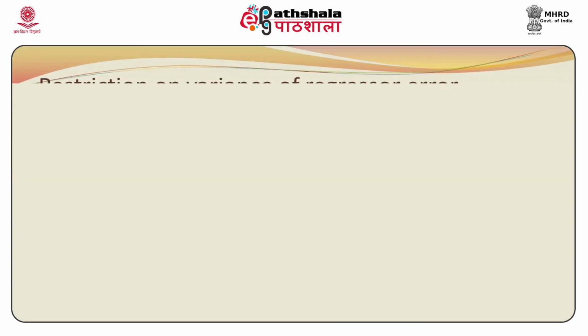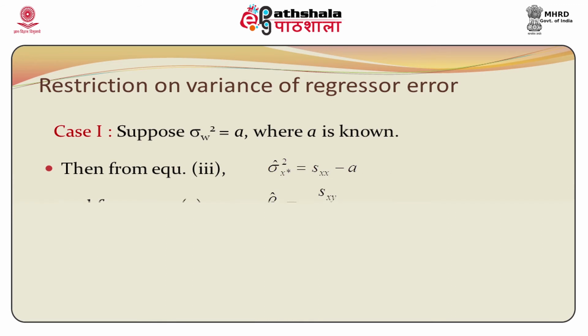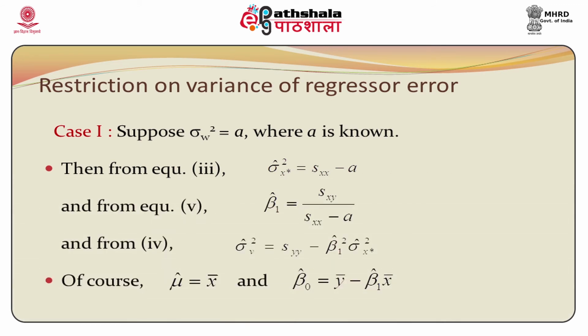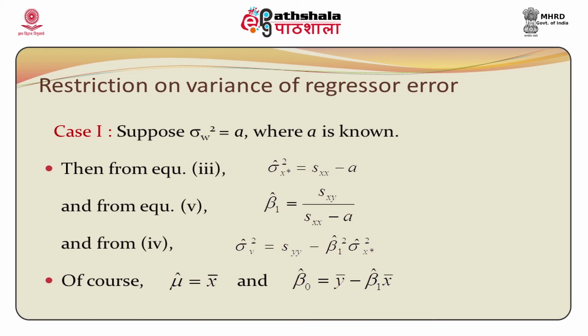So, let us look at what type of restrictions we have. Generally, 4 very standard restrictions are made. The first of these is that we assume sigma w square is equal to a constant A. What is sigma w square? We are saying that we know the error variance for the explanatory variable. If we know sigma w square equal to A, then you can use equation 3 and put this A value to get sigma x star square hat as Sxx minus A. And then if we use this in equation 5, we have beta 1 hat equal to Sxy by (Sxx minus A).